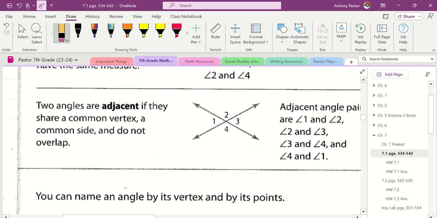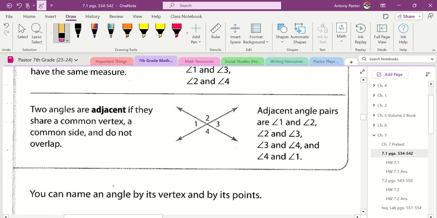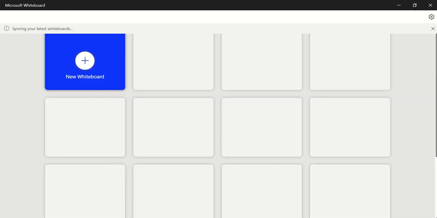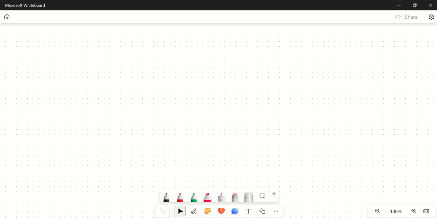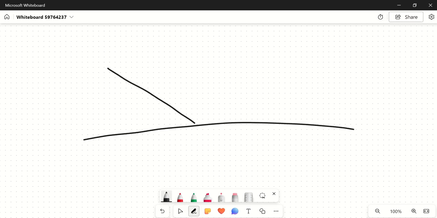Okay, adjacent angles are two angles that share a common vertex and a common side that do not overlap. Now, I know that sounds a little weird, and this textbook didn't give us an example of when they would overlap, but let me give you an example. This is angle 1, okay? Now, let me give you an example of an angle that overlaps. This is angle 2. Angle 2 includes angle 1 in it, doesn't it? Angle 2 overlapped. Now, that's not an adjacent angle.